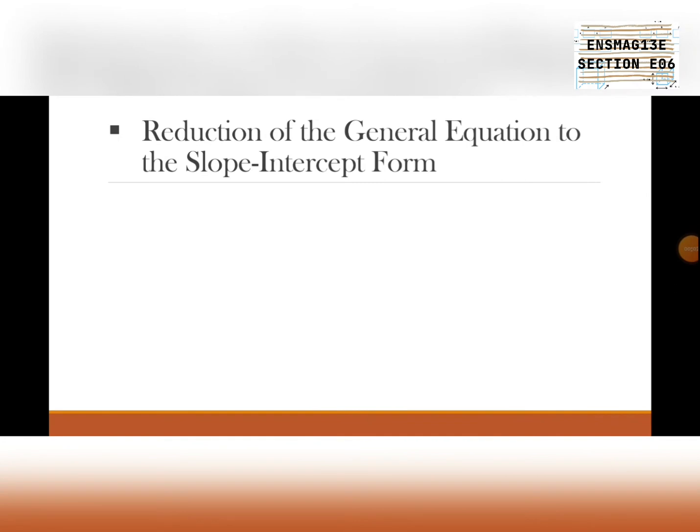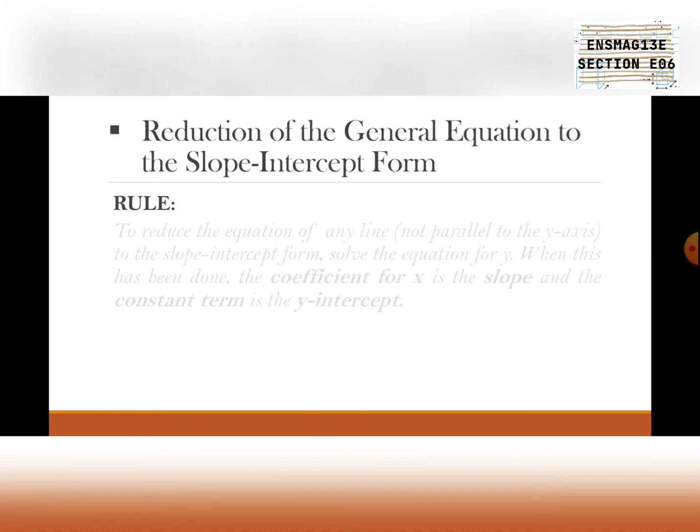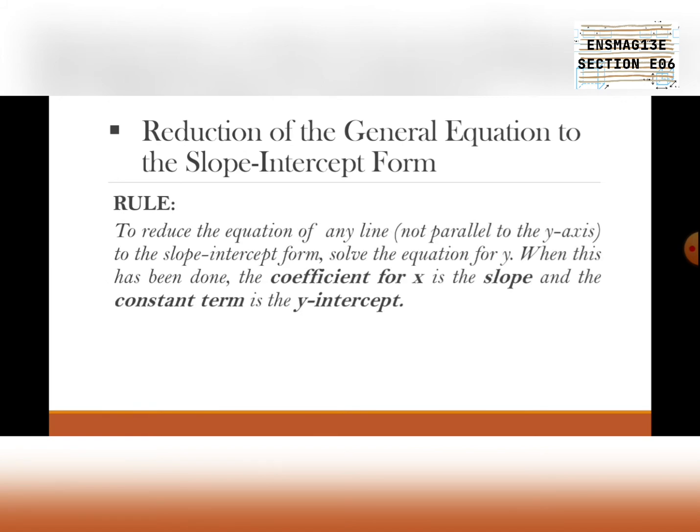Reduction of the general equation to the slope-intercept form. We have here our general rule. To reduce the equation of any line not parallel to the y-axis to the slope-intercept form, solve the equation for y. When this has been done, the coefficient of x is the slope, and the constant term is the y-intercept.